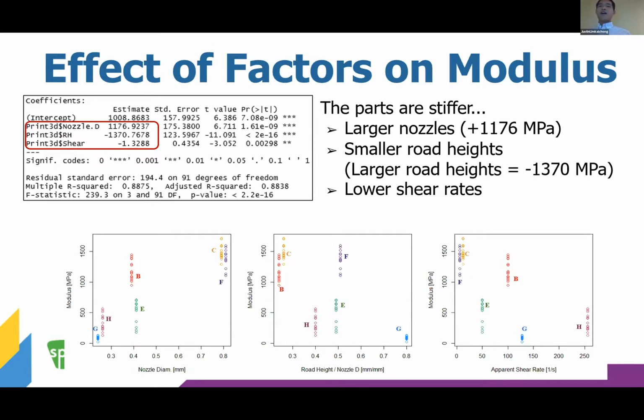So that's also something you don't want. In terms of how fast you print it, or your shear rate, you do see some statistical significance, but it might be negligible, where printing at a higher shear rate, or printing faster, would have only decreased your stiffness, or your modulus, by around 1.82 megapascals.